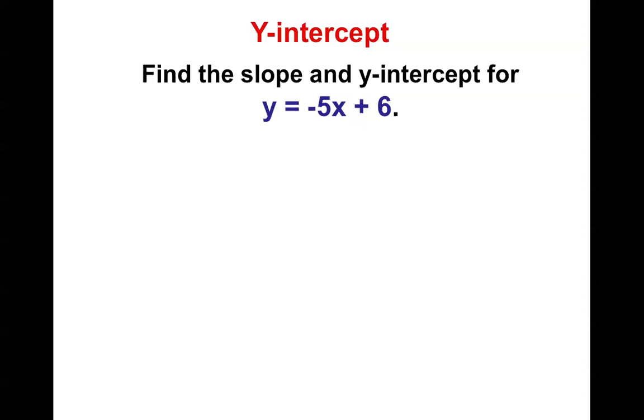So in this situation, what would the slope be and what would the y-intercept be? Well, slope would be -5. It's the coefficient in front of the x, and the y-intercept would be 6.